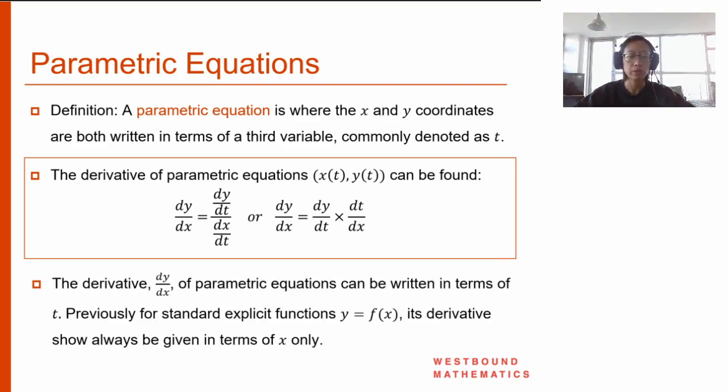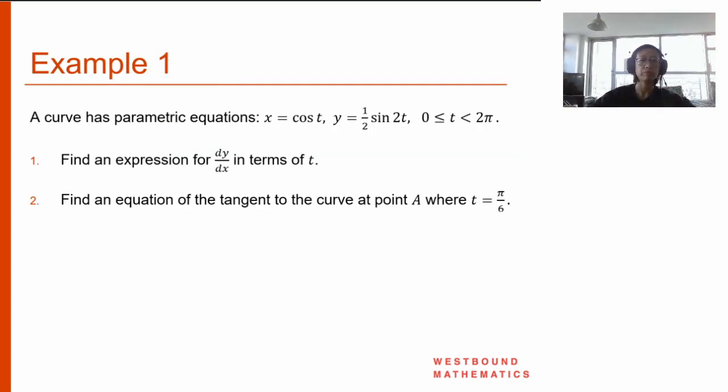It is worth noting here that the derivative dy/dx of parametric equations can be written in terms of the third variable t. This is different from what we saw before. When we were deriving the derivative of an explicit function, y equals f of x, we said that its derivative should always be given in terms of x. That rule no longer applies to parametric equations. So let's look at an example together.